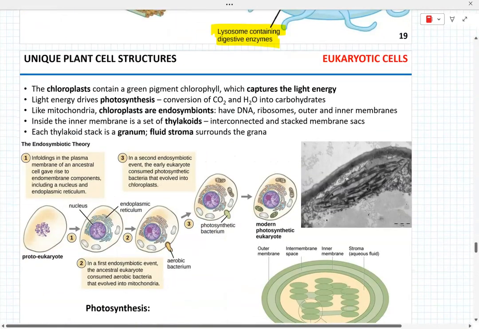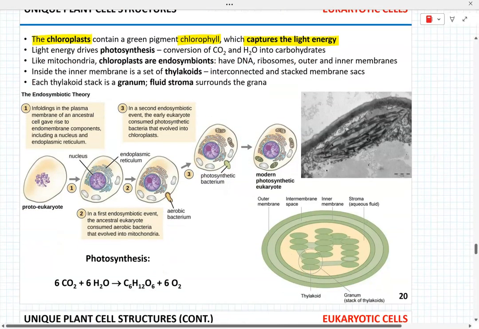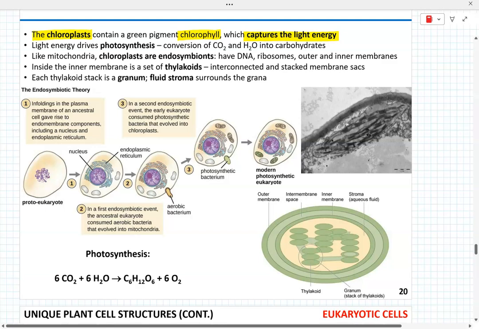Just like some structures are unique to animal cells, there are structures that are unique to plant cells. First and foremost, of course, it is the chloroplast. It's the organelle that contains the pigment chlorophyll, capable of capturing light energy and eventually converting it into chemical compounds. The light energy drives the process of photosynthesis, in which carbon dioxide and water are converted into carbohydrates and produce oxygen as the waste product.